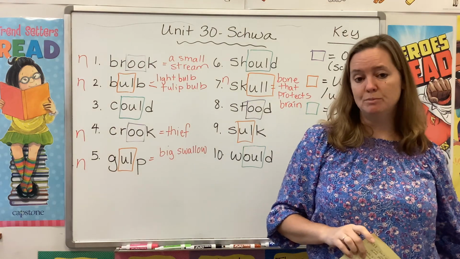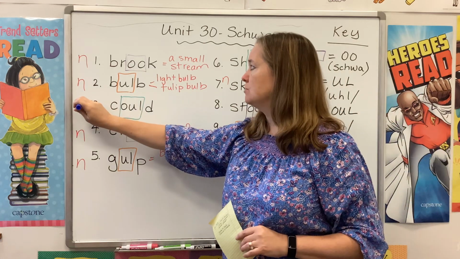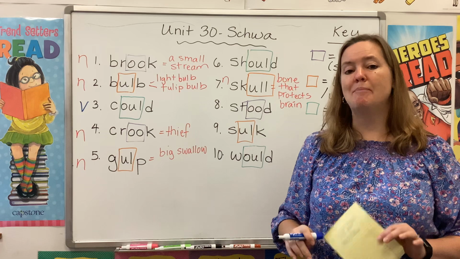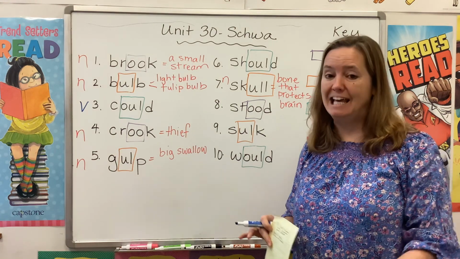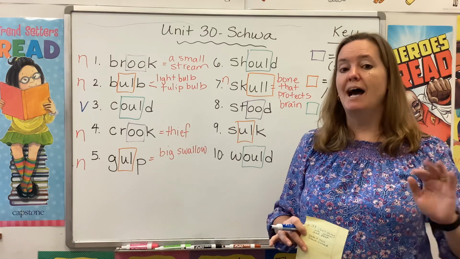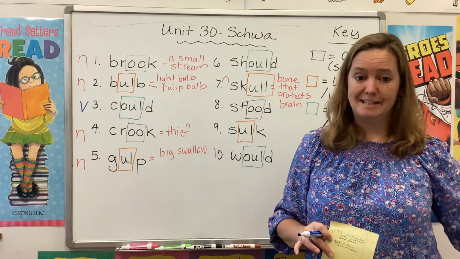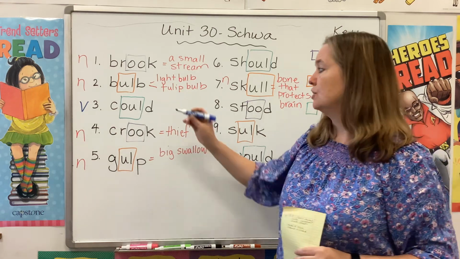Let's look for verbs now. Those are our action words. Here's one, could. Could is the past tense of can. Now I can tie my shoes. I could tie my shoes years ago when I was a little kid. Okay, now I can. Yesterday I could.